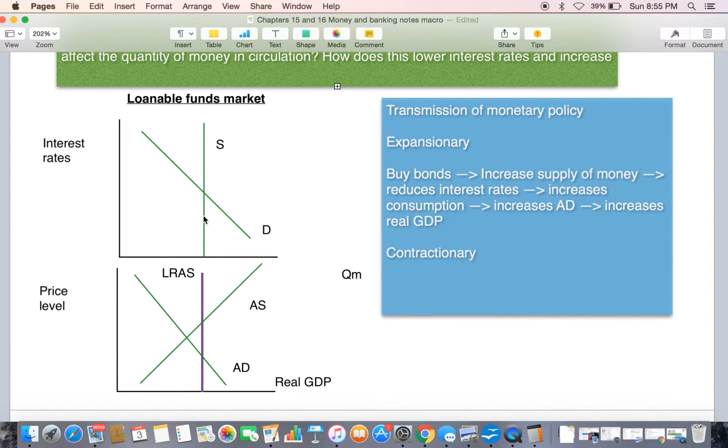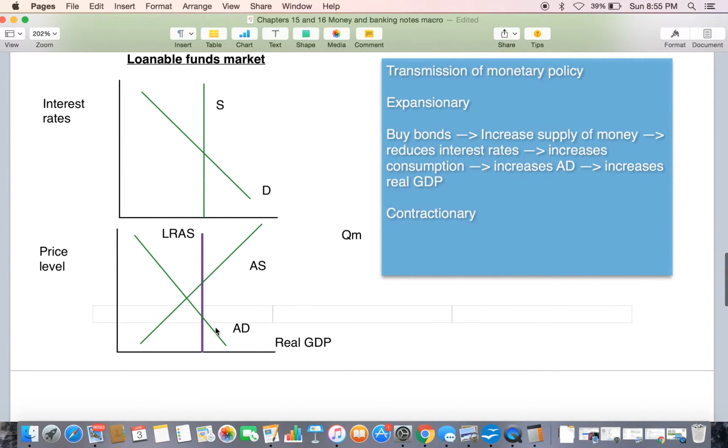So when the Fed increases the supply of loanable funds by buying bonds and injecting money into the system, which is then deposited and lent and deposited and lent, interest rates fall, and when interest rates fall, consumers will buy more goods and services. This should shift aggregate demand through consumption, since aggregate demand is the combination of consumption, investment, government expenditures, and net exports.